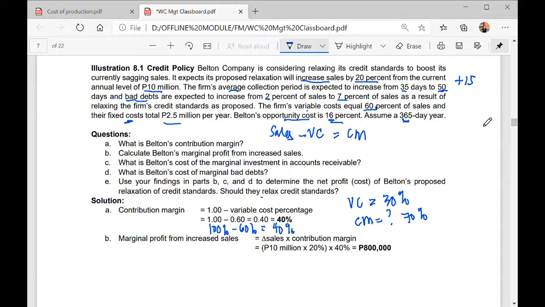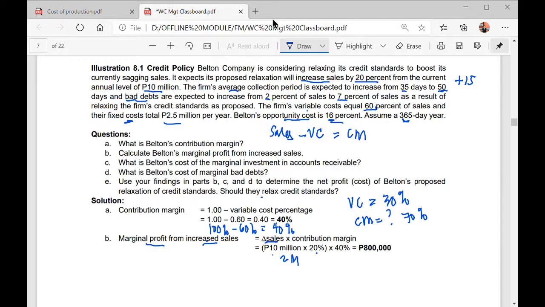Okay, so let's proceed to letter B. So letter B, what is the marginal profit from the increased sales? Pila man kuno ang madugang nga ginansya kung mo-increase ang sales. Diba remember, pag i-relax daw nilang standards, from 10 million, madugangan og 20%. That's why we compute the percentage difference. So this is the change in sales. So, di ba, ang change niya is from 10, madugangan og 20. That's why 10 million times 20%. And this is 2 million.